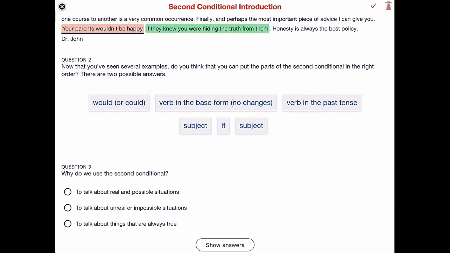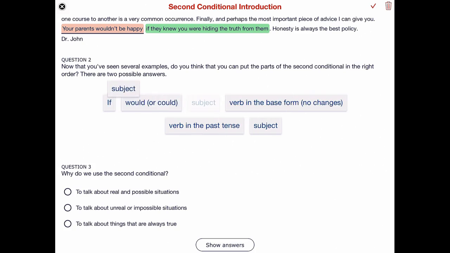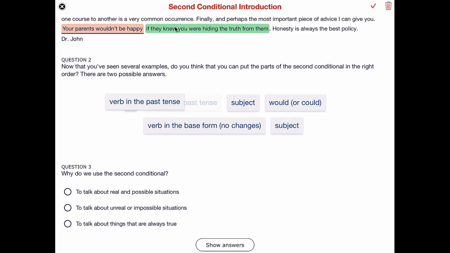What comes first? Well, we can start with the if, of course. Then after that, what do we need? If they knew. So we need a subject. Then, what tense is this verb right here? That's right, it's in the past tense. And that comes after the subject.